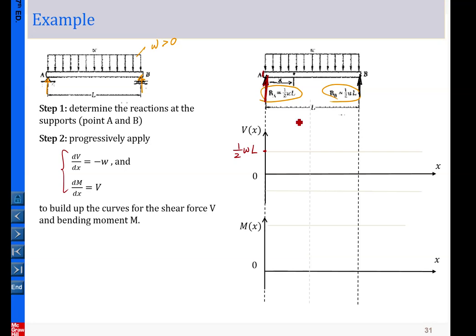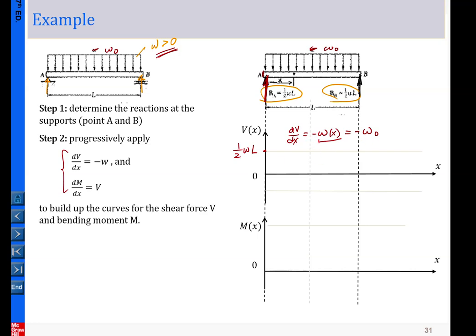Okay, and now in this segment, dV/dx equals minus omega, and here omega is a constant value. Let me call this omega 0 to make it more generic. This omega 0 is a value, and per our sign convention, downward is positive, so negative, a constant omega 0. So you can see dV/dx equals a negative constant. That means the slope equals a constant.